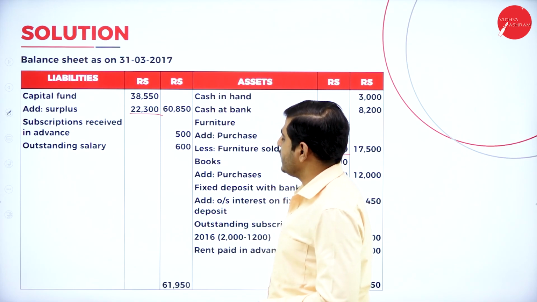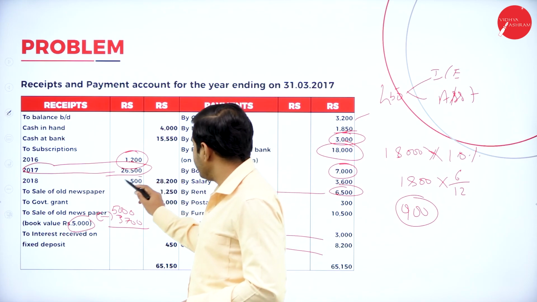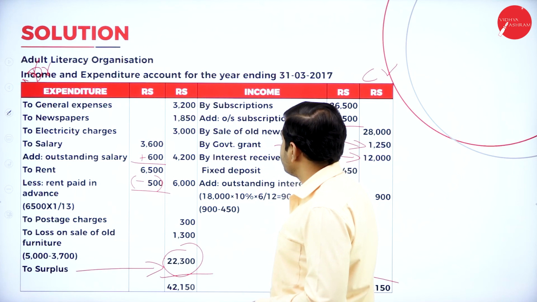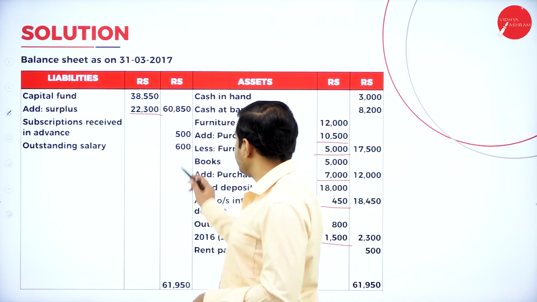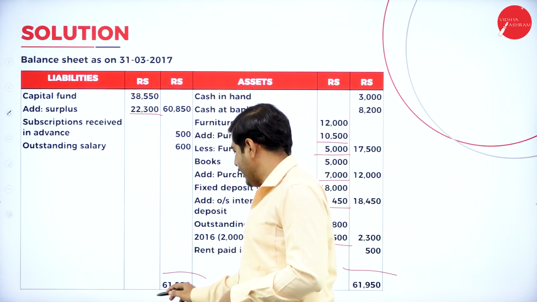Again subscription received in advance. How much did we receive in advance in the previous year? Subscription received in advance is 500 rupees. So put subscription received in advance 500 rupees. Outstanding salary from the adjustment, 600 rupees. So both the sides should get tallied.